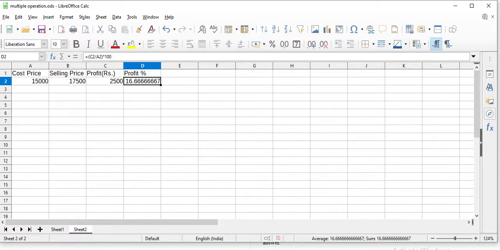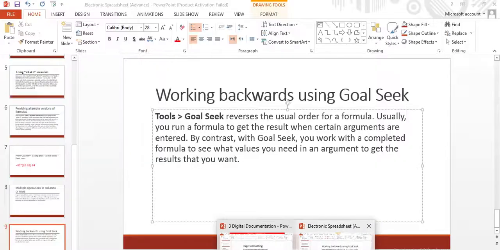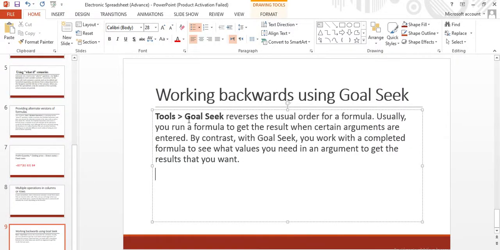Today I will stop here, as we have finished multiple operations and goal seek. Next week we are going to learn more about goal seek in a different way, using the solver.